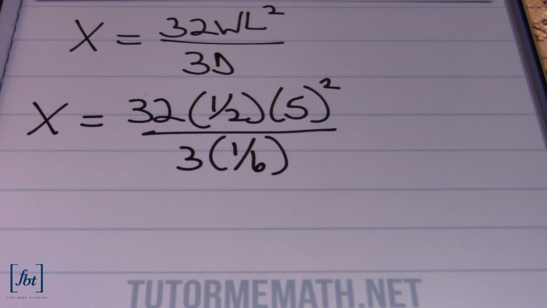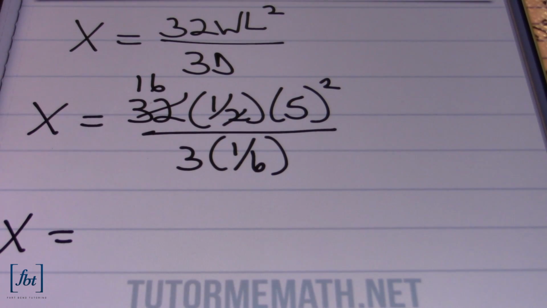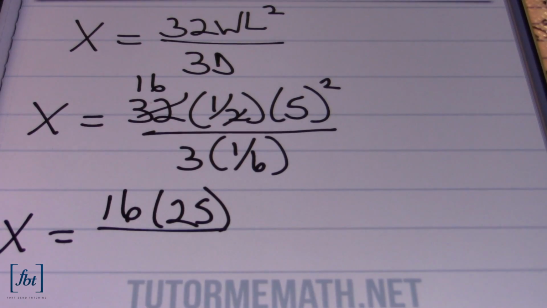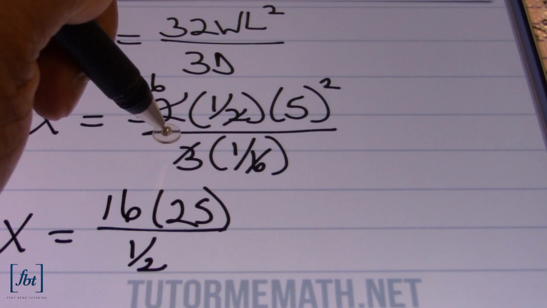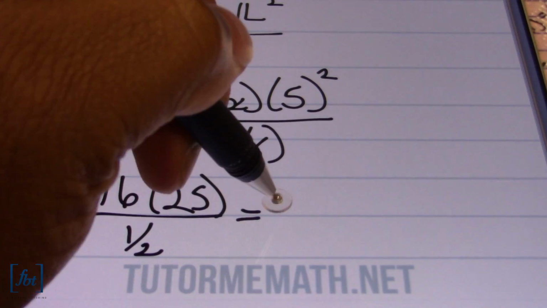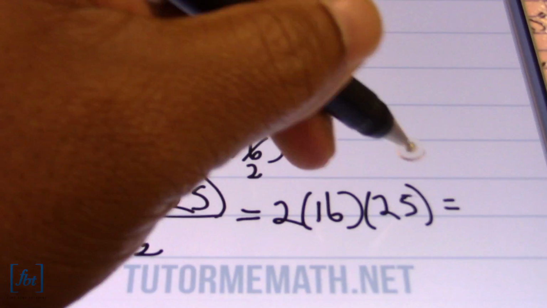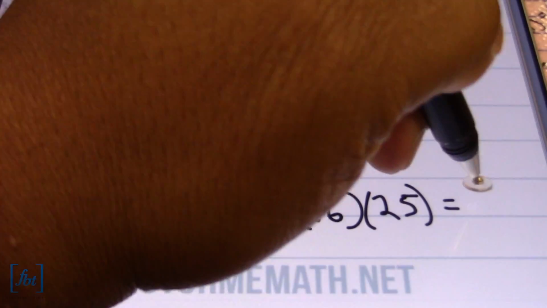Let's go ahead and calculate this. We'll start in the numerator by taking half of 32. That gives me 16. We'll end up with 16 times 25 divided by 1/2. That's simplifying the 3 and the 6 here, knowing that 3 goes into itself once and 3 goes into 6 twice. This is equivalent to 2 times 16 times 25. Multiplying 2 times 16, you get 32, and 32 times 25 is 800 pounds.